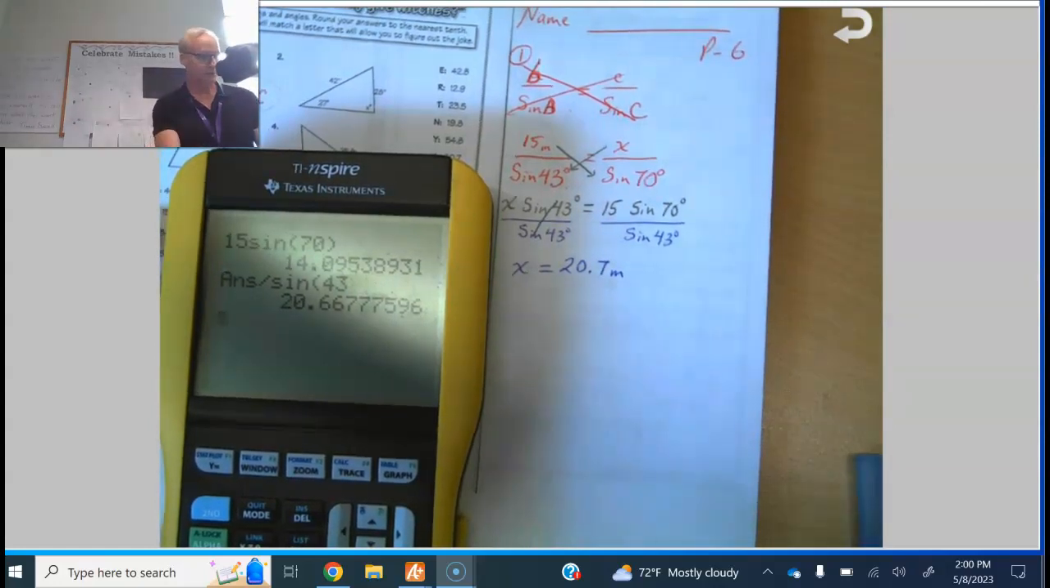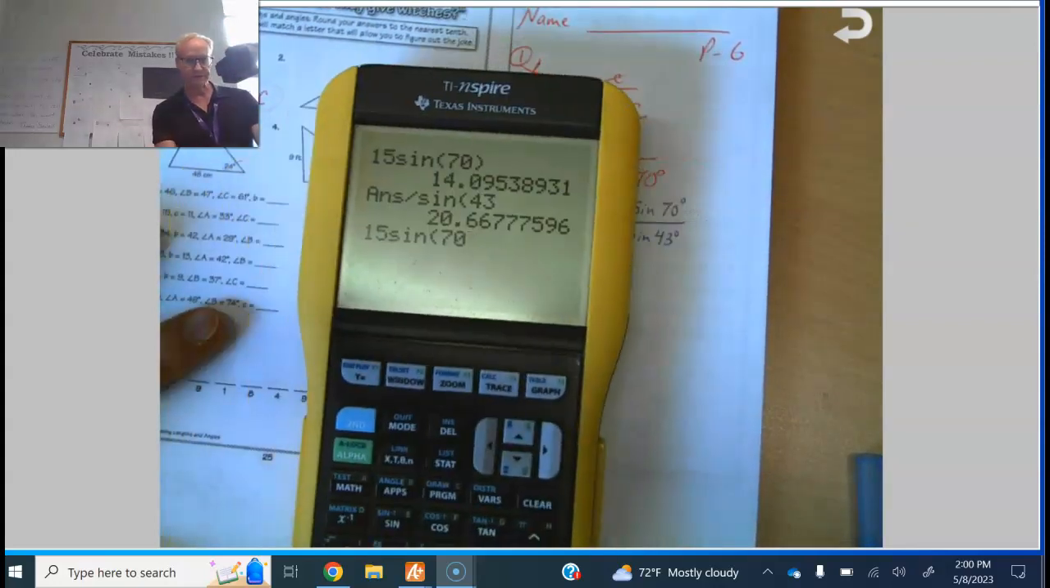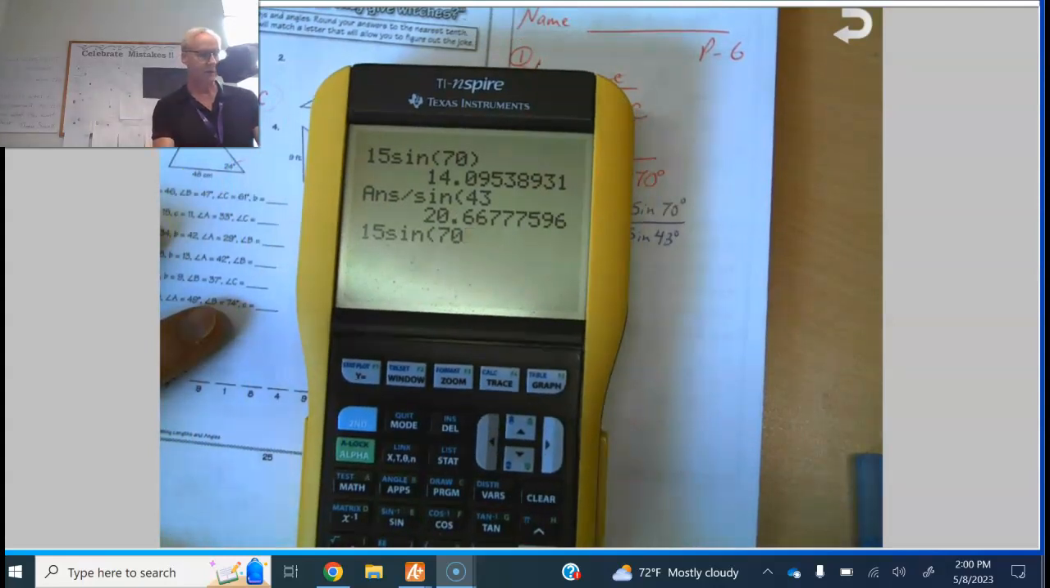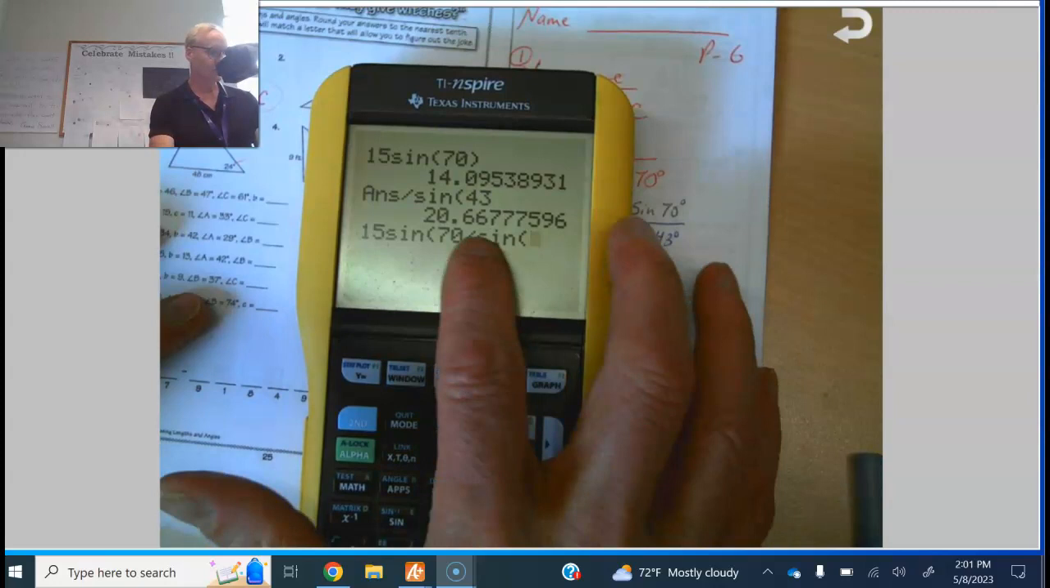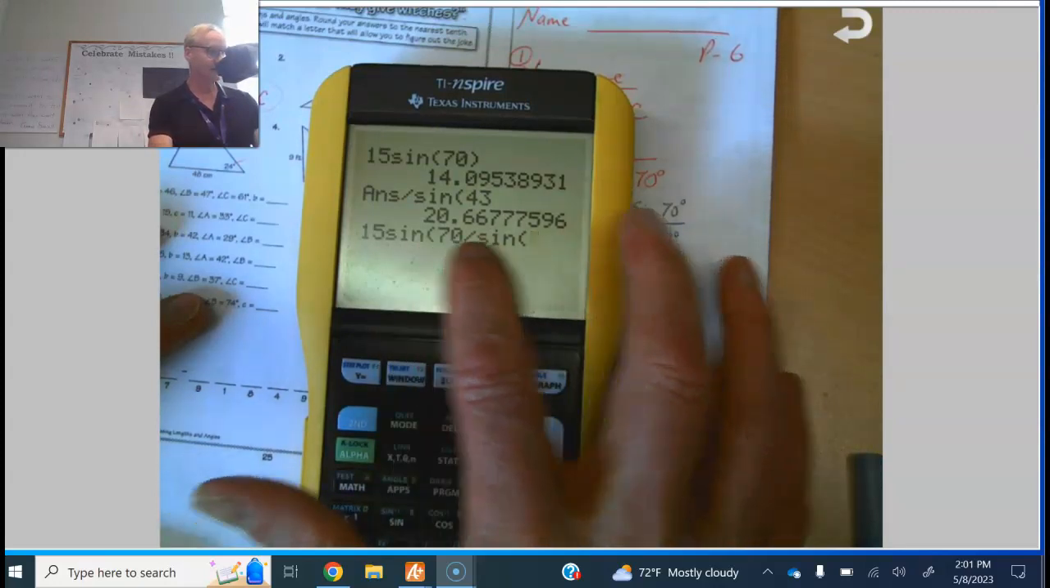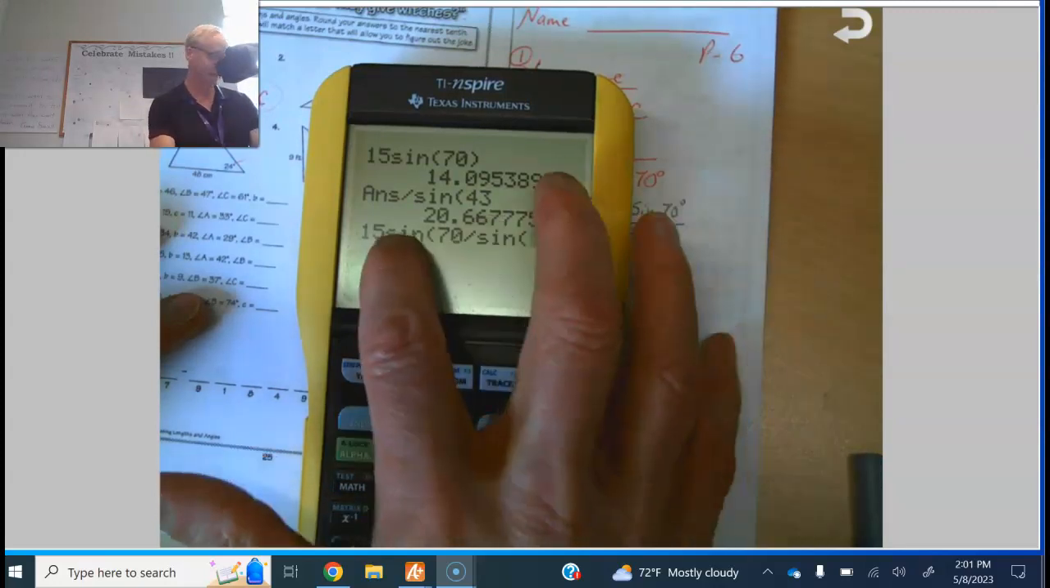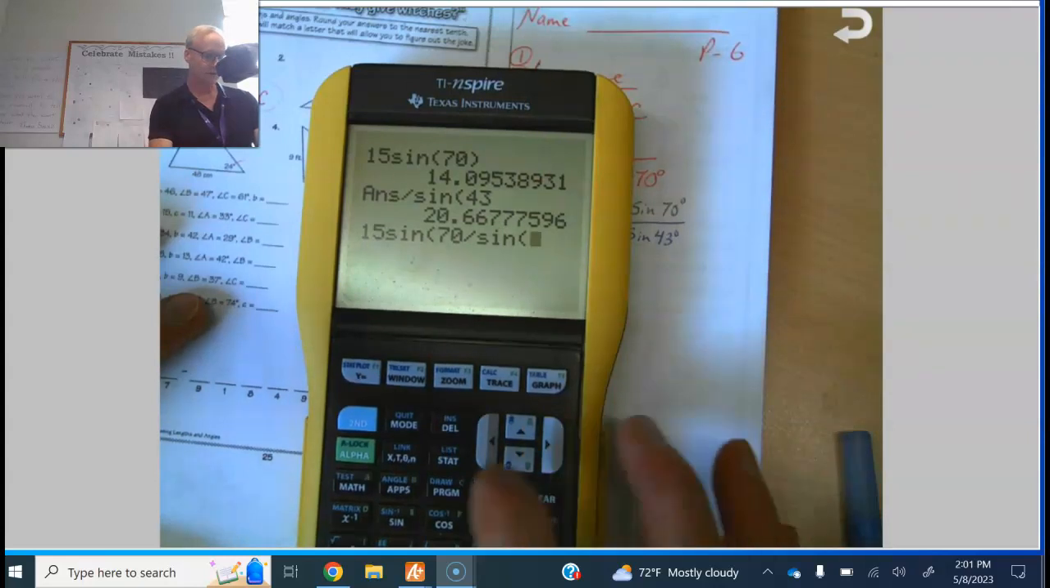Now again, I could have put the whole thing in, but you just have to be careful. 15 sine 70. Now, if I do this, it won't work. I'm going to put this in the middle so you can see it really well. If I write divided by sine 43, it won't work because what it's going to do is divide the 70 by sine 43 and then take the sine of that. So you don't want it to do that.